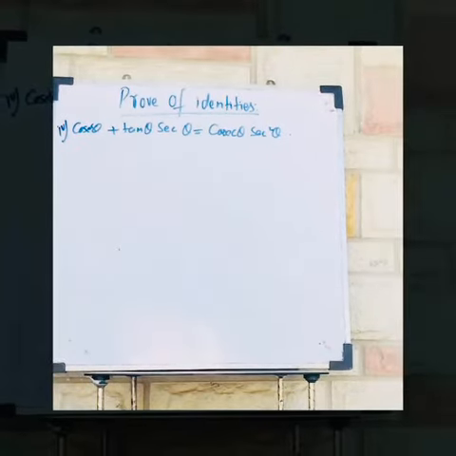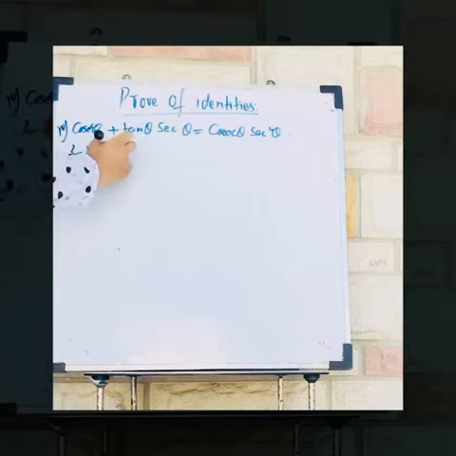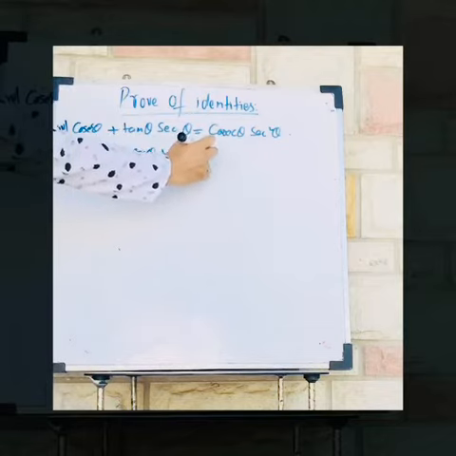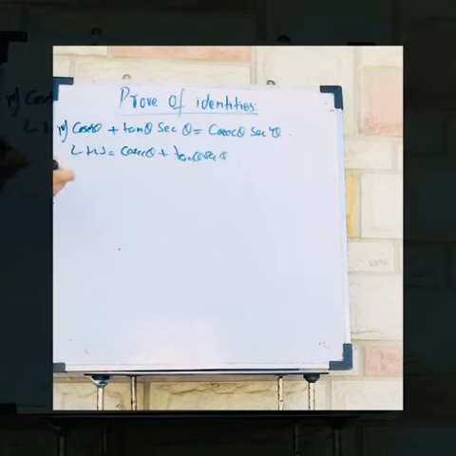For proof of such identities, you can take either left hand side or right hand side. Like right now, I have to take left hand side because it is easy for me to handle the equation. Left hand side is equal to cosecant theta plus tan theta multiplied with secant theta.